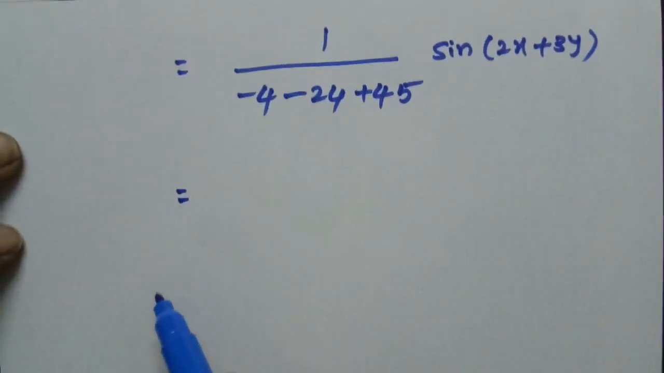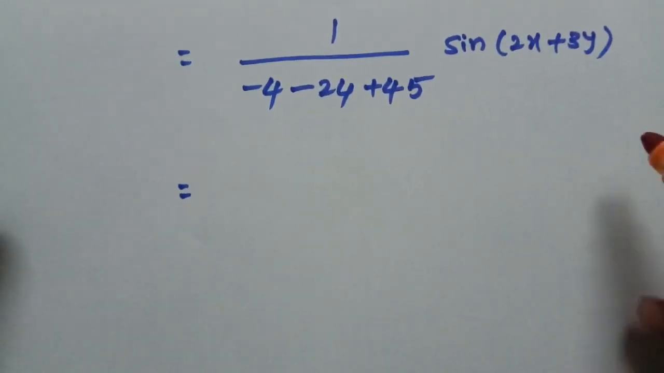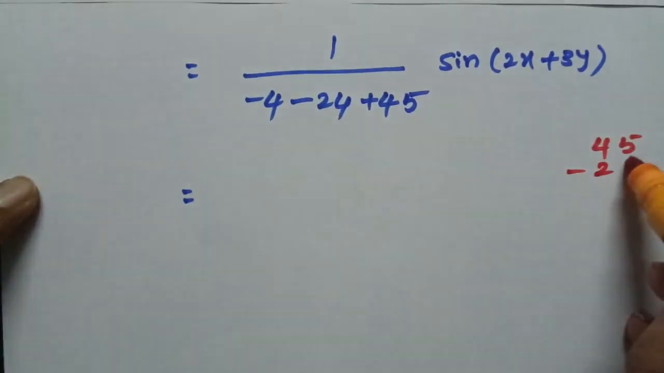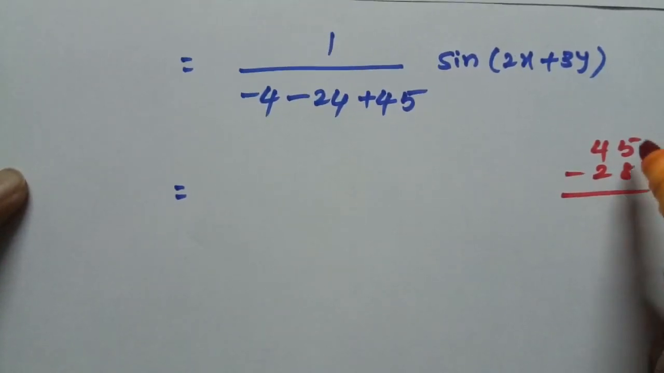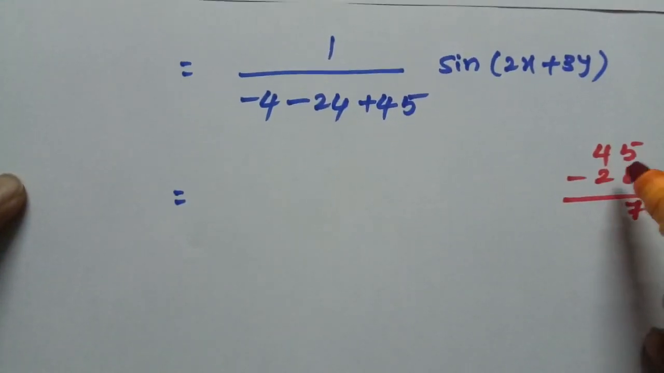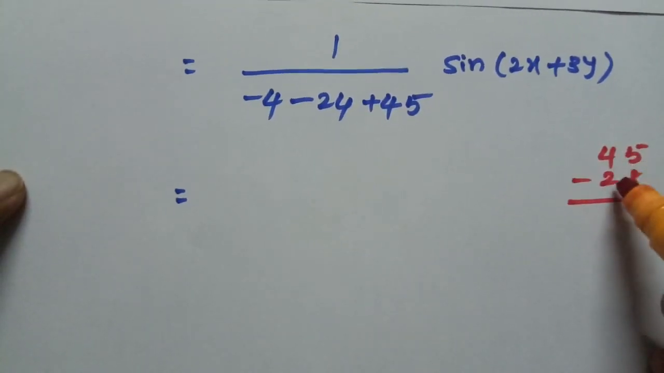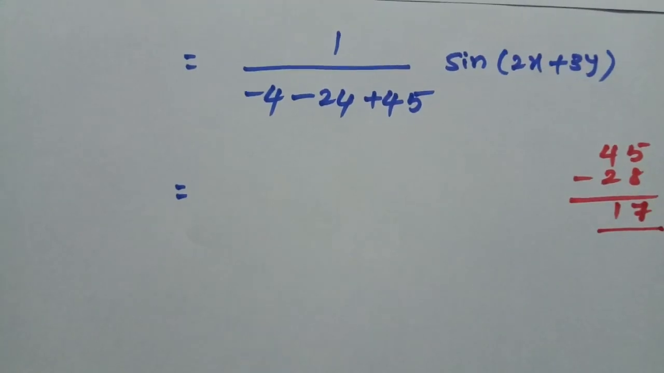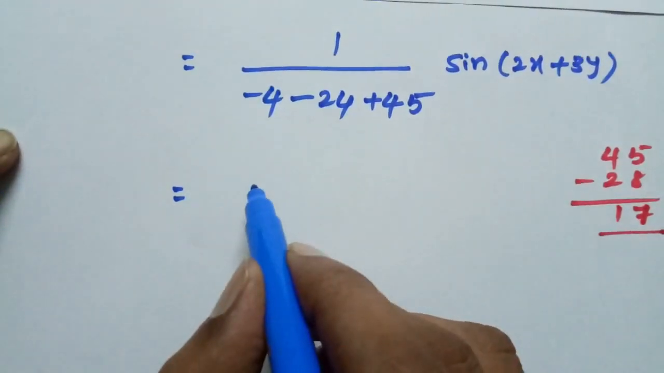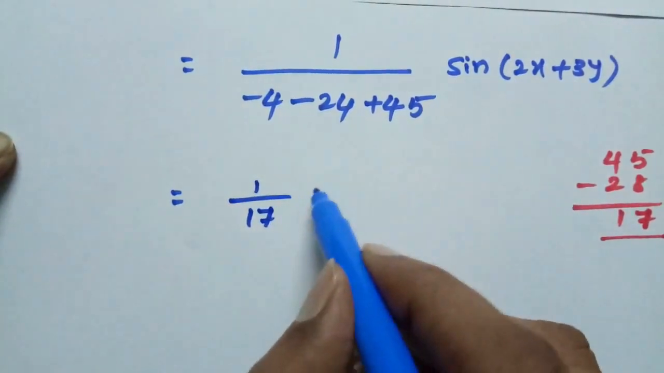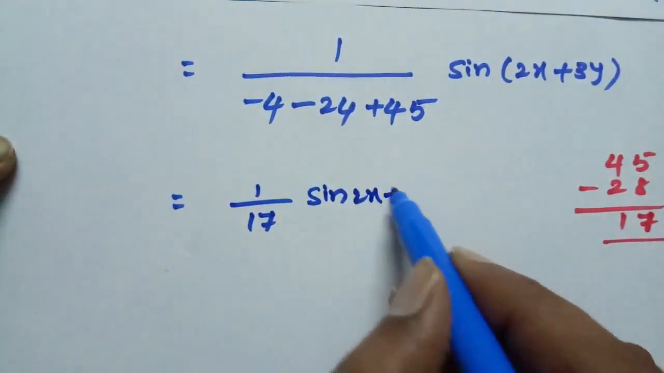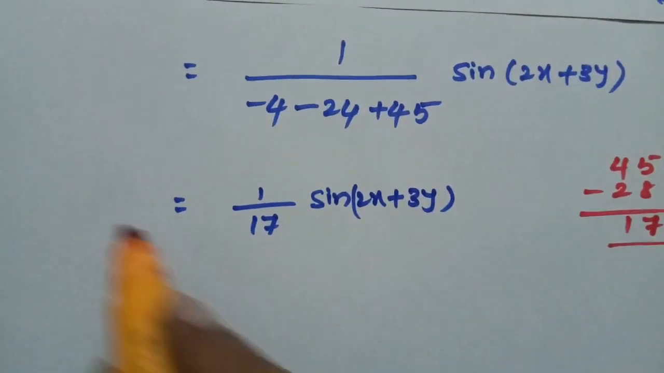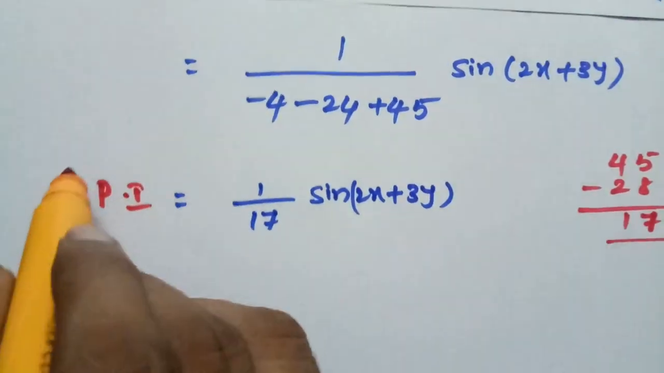Therefore, this can be written as 45 minus 28, 15 minus 8, 7, 3 minus 2, 1, that is a plus 17. 1 by 17 into sine of 2x plus 3y. Therefore, this is the particular integral.